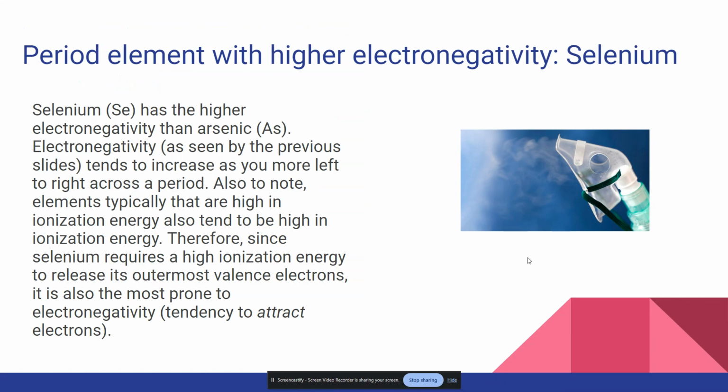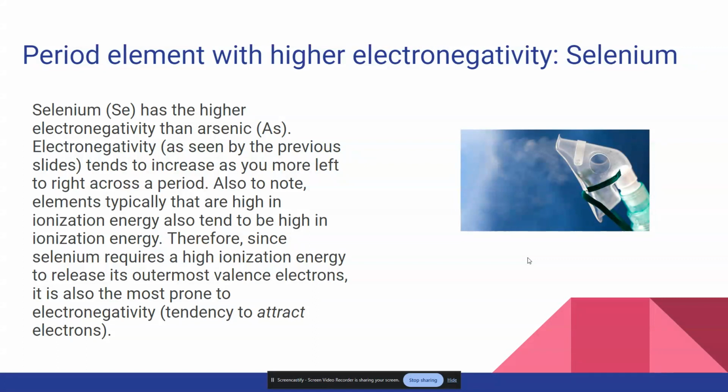I identified the period element with the higher electronegativity to be selenium. Selenium has the higher electronegativity than arsenic. Electronegativity, as seen in the previous slides, tends to increase as you move right across a period. Or well, I should say electronegativity increases as you move left across a period and decreases as you move right across a period.